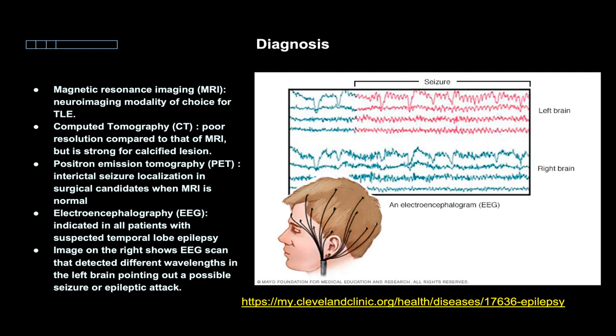I've posted an image on the right, which shows an EEG scan detecting wavelengths in the right and the left hemisphere of the brain. And as we can see in the red section, it shows that the wavelengths are different in the right and the left brain in some areas, and that is pointing out to a possible seizure or an epileptic attack. And the information I found is linked down below.